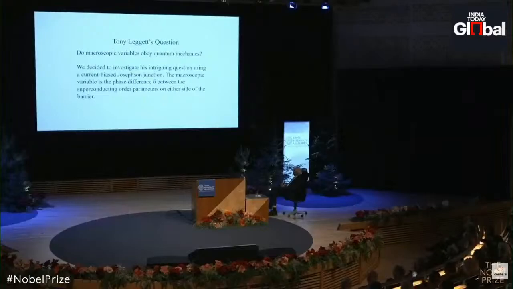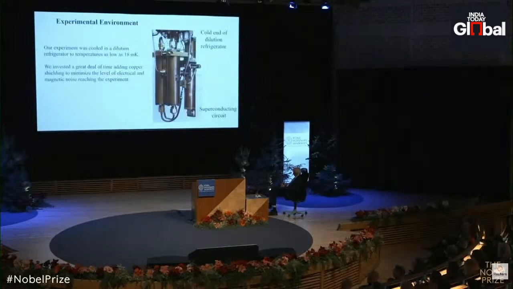We'd like to work on... and at the time, there was a very interesting paper and discussion by Tony Leggett: do macroscopic variables obey quantum mechanics? We decided to investigate his intriguing question using a current biased Josephson junction. And the macroscopic variable is the phase difference delta between the superconducting order parameters on either side of the barrier.